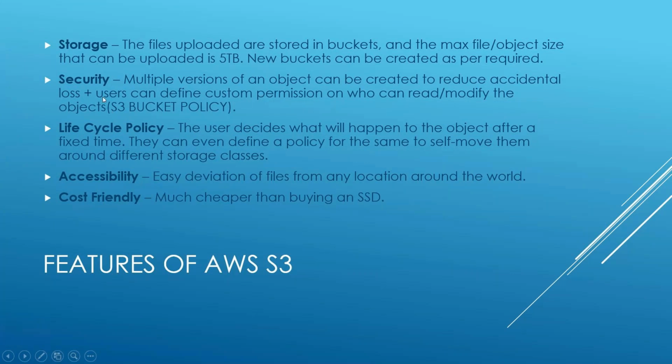And then security: multiple versions of an object can be created to reduce accidental loss, or users can define custom permissions on who can read or modify the objects, like the bucket policies that we have just discussed. So there are so many policies that provide security. Okay, and then the lifecycle policy: the user decides what will happen to the object after a fixed time. They can even define a policy to move them around different storage classes.